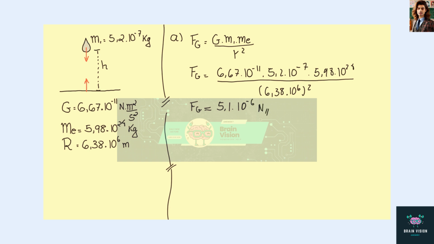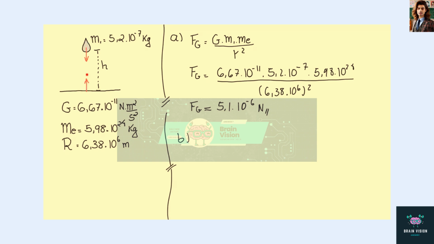Now, for the second item, we have to calculate the magnitude of the gravitational force exerted on the Earth by the mass of the raindrop. Note that the magnitude of this force would also be given by this equation. So, these two forces have the same magnitude. The only thing that changes is the direction they are pointing.